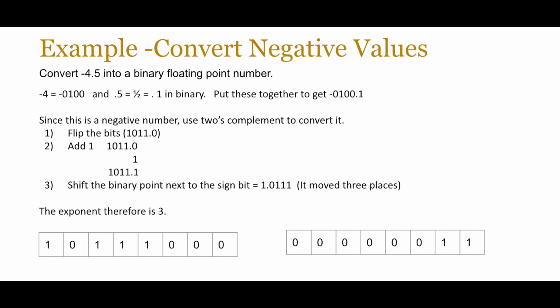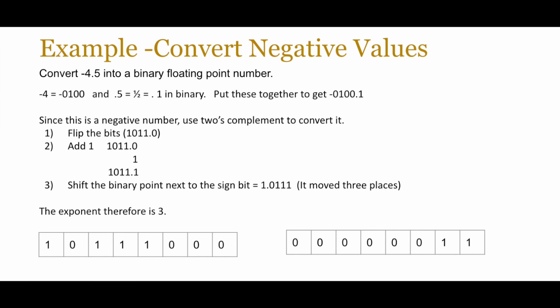Now that part is pretty straightforward. However, since this is a negative number, we need to use 2's complement to convert it back. So we flip the bits, so the zeros become 1 and the 1's become 0. So instead of 0, 1, 0, 0, dot 1, we now have 1, 0, 1, 1, dot 0. And in this process, we end up losing the negative or minus sign. We also need to add 1 to complete the process. So we now have a new number, 1011, dot 1.